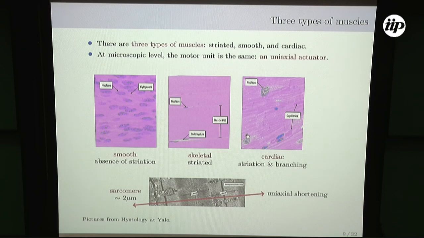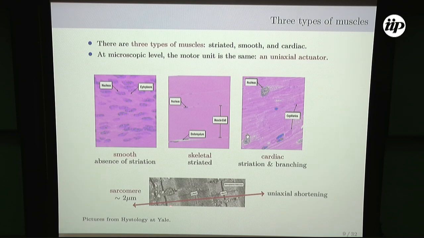here there are 3 pictures of the different kinds of muscle. So smooth muscle, striated skeletal muscle, and you see how well arranged it is. And this is the cardiac muscle. There are many striations, but there is also a lot of branching.